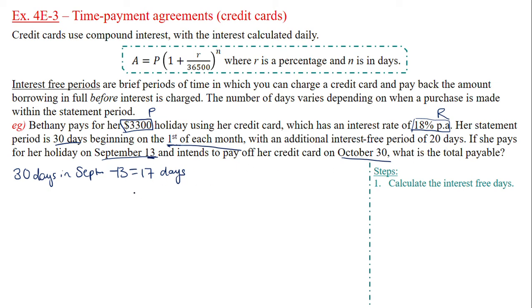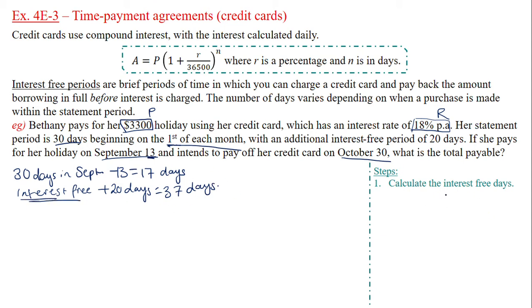She also has, oop, that's a funny looking T. How many interest-free days? Read it back in the question before I write it. Plus 20 days. So she ends up with a total of 37 days interest free.